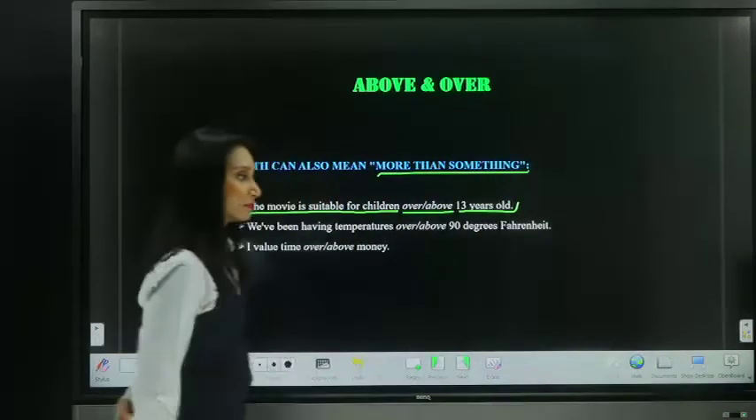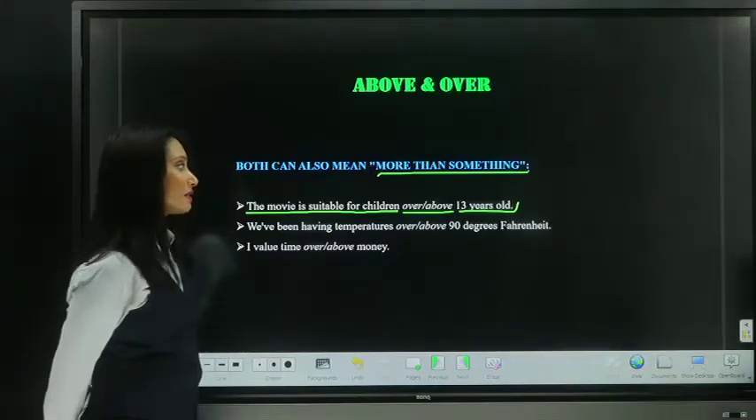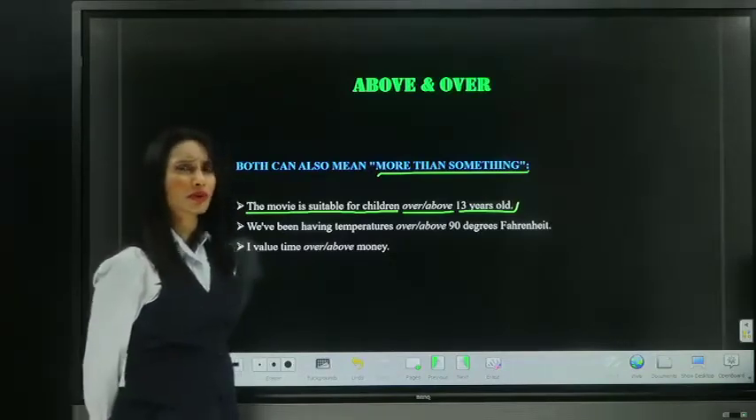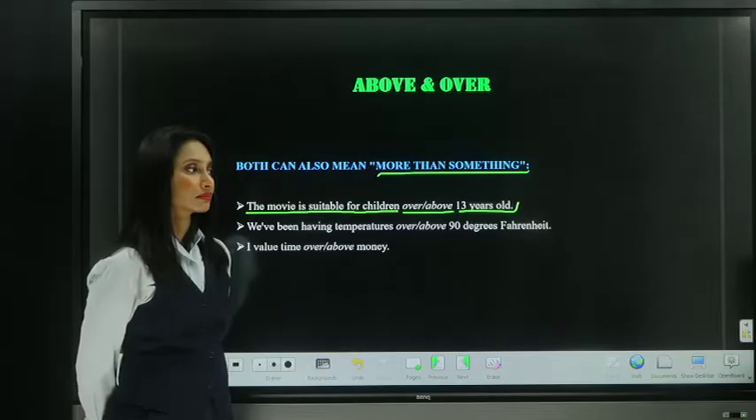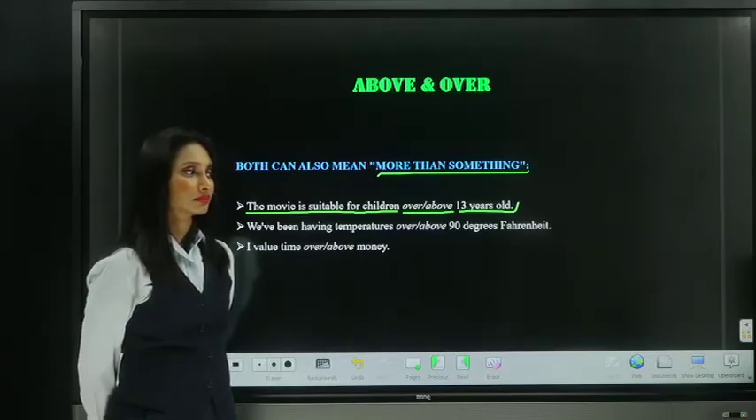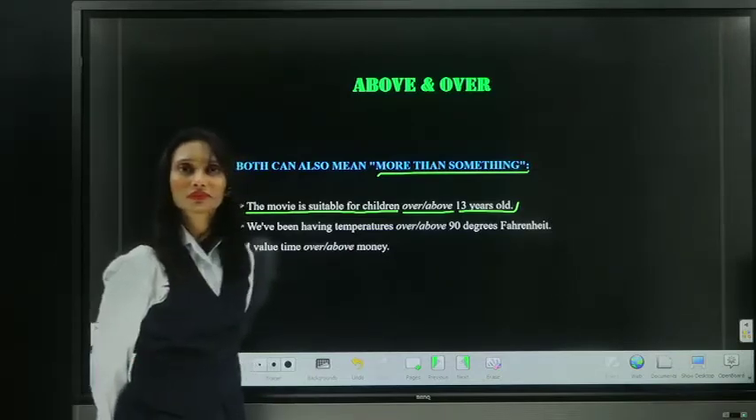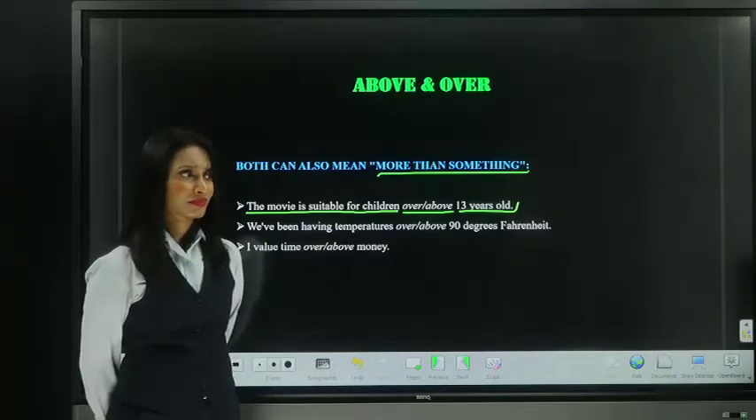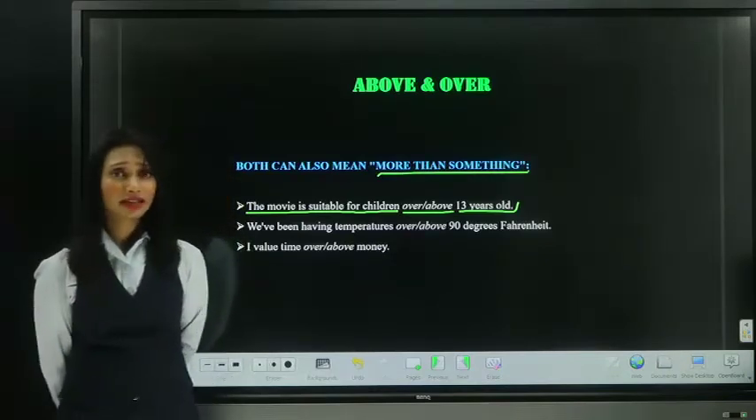Quick. The movie is suitable for children dash 13 years old. Over or above? What do you think is more appropriate? Quick, guys. Answer fast. Is it over or above? Okay, Sunny says above. Good. What about other guys?